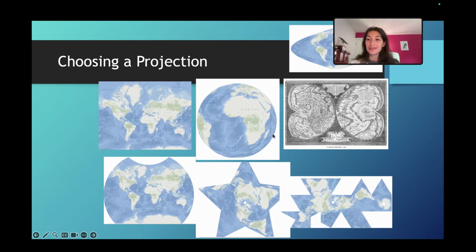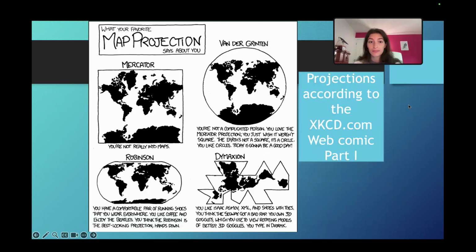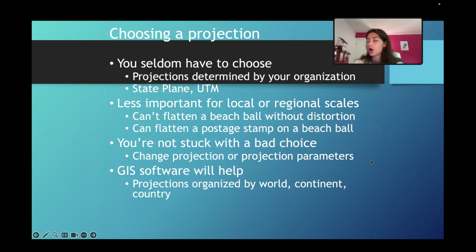Choosing a projection can be difficult. As you can see, all of these are real projections. Each one can be used for something different. Each one is helpful and useful for a different type of analysis, a different type of visualization. So this is a comic. I'll let you guys flip through these because I know this is already a pretty lengthy presentation, but just a few really cute comics that'll be throughout these slides you can look at.